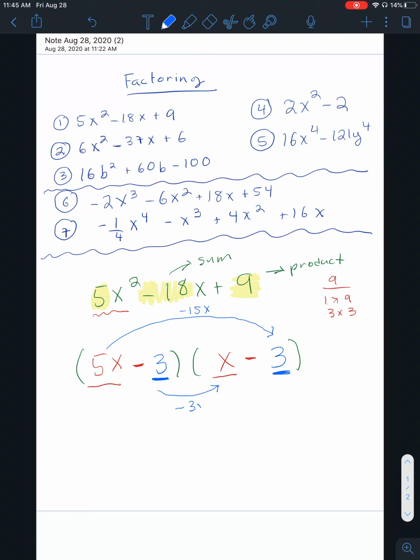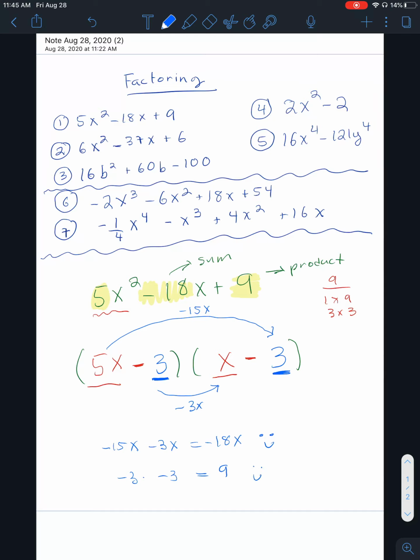So I'll have a negative 3x here. And that's negative 15x minus 3x. That gives me negative 18x. So I'm all smiles here because that's what I want in the middle. And negative 3 times negative 3 is 9. So I'm also smiles there.